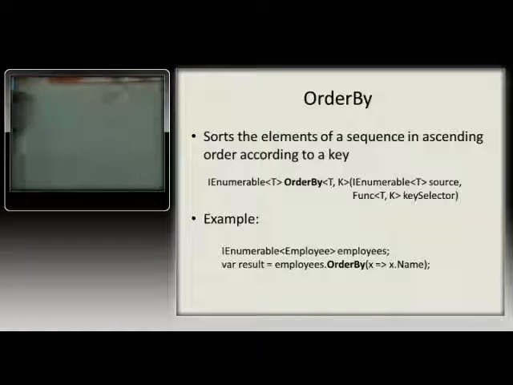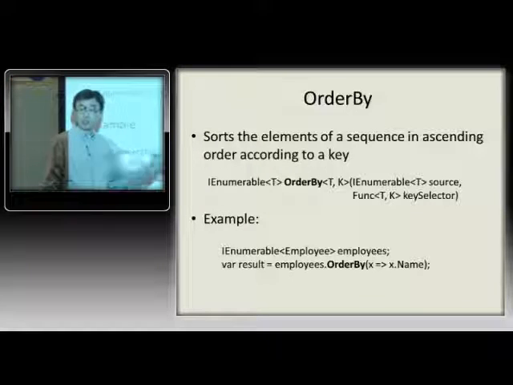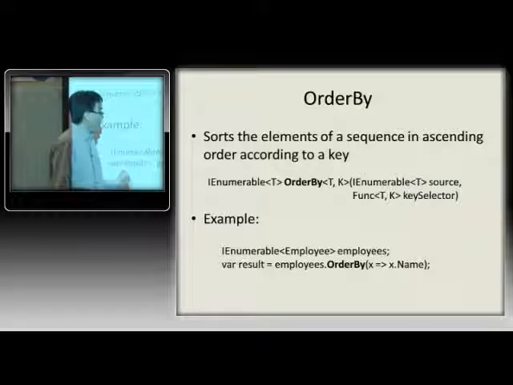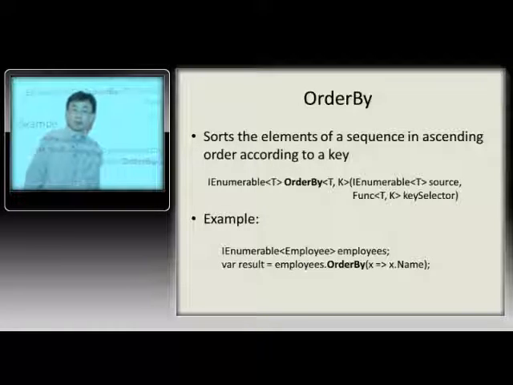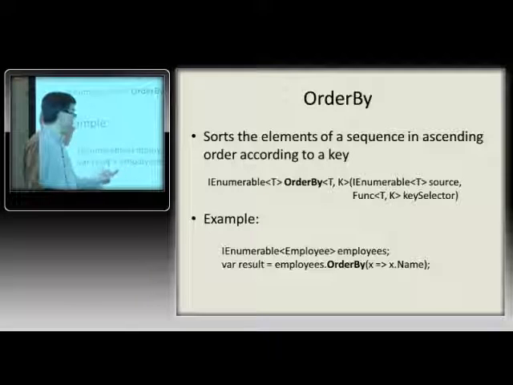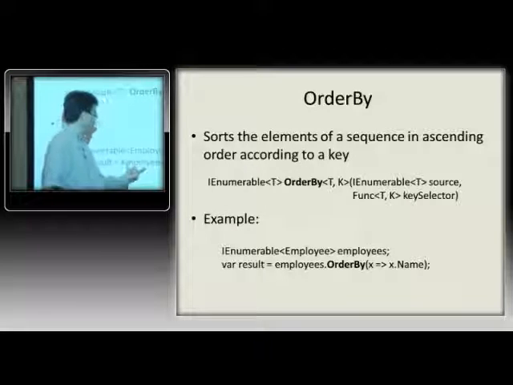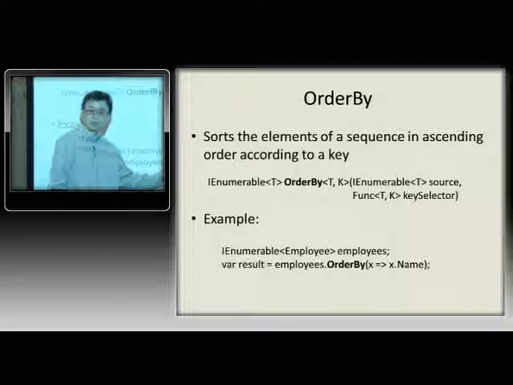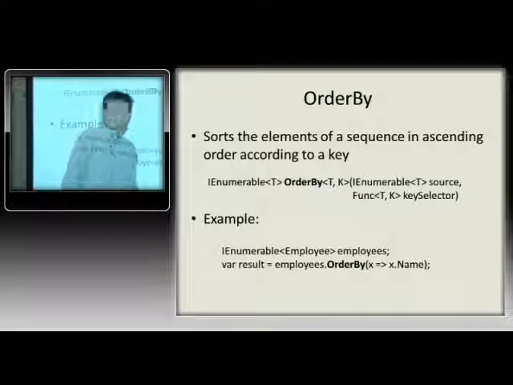Here is a very simple example. For instance, I have a collection of employees, right? And for the employee, I have a field which is the name of the employee. If I want to sort based on the name, I just take the employees, apply the OrderBy operator, and sort on this key, which is the name of the employee.